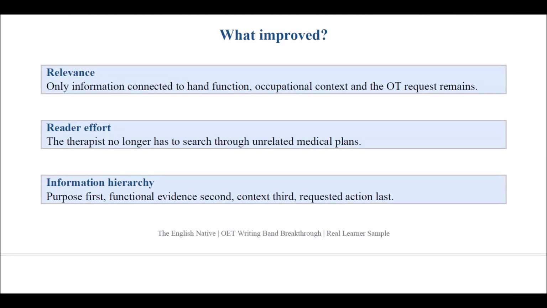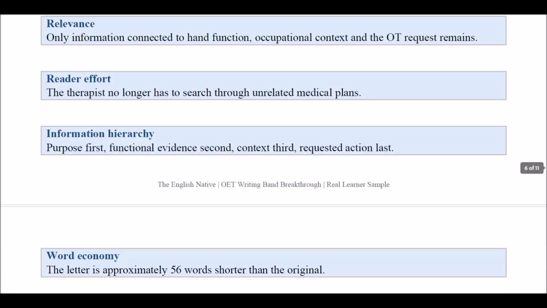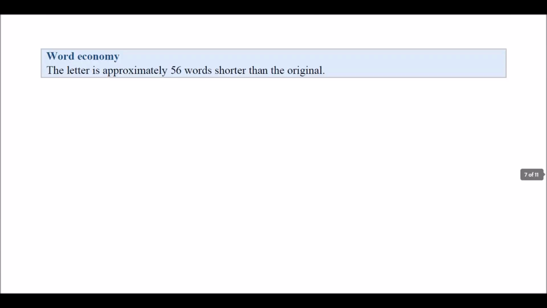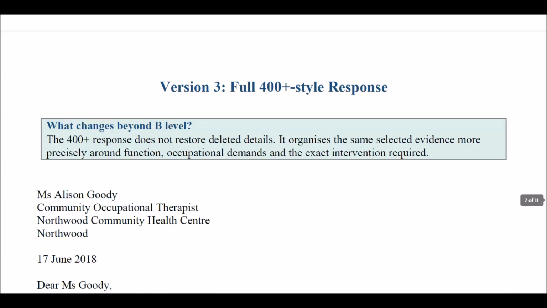Okay, why is it better? As I said, only information connected to function, occupation, and the request remains. For the reader, they don't have to search for all this unrelated stuff before they get to the point. So, purpose, evidence, context, request. And it's 56 words. Let's have a look.